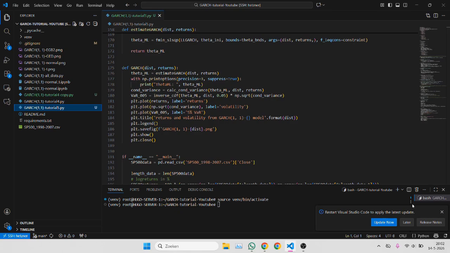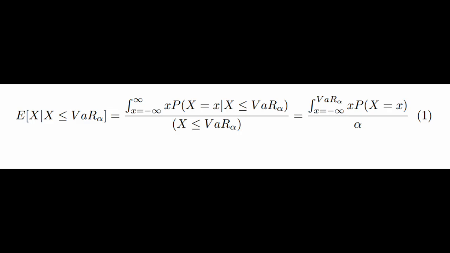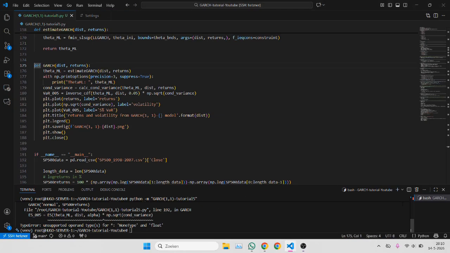Expected shortfall is the expected return given the value at risk level at alpha is exceeded. In formula form you get the following: the expected return given the return is lower than the value at risk. Using the definition of the conditional expectation you get the following, and this is what we are going to implement today. Let's start implementing this.